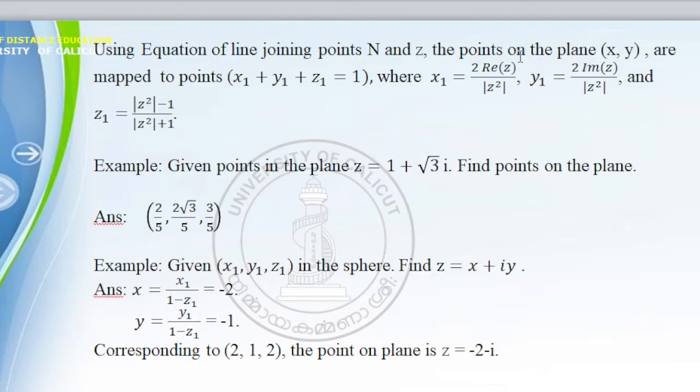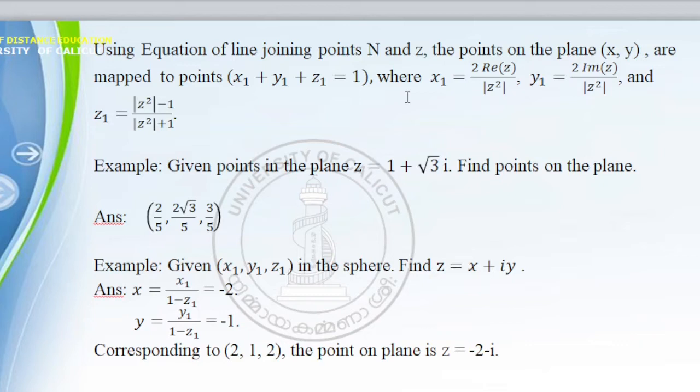So given a point in the plane, we have to find the point on the sphere. By applying this equation, you will get the value of x1 as 2 by 5, y1 as 2 root 3 by 5, and z1 as 3 by 5.